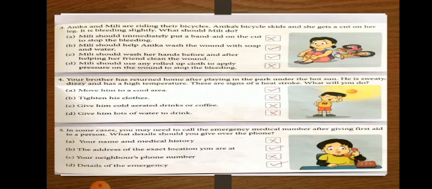So two things you have to tell the emergency medical number: the exact location, and second, detail of the emergency, that is, what happened. Okay, so these are some basic first aid that you can apply on the person if they need immediate help. After that you can call the emergency medical number.